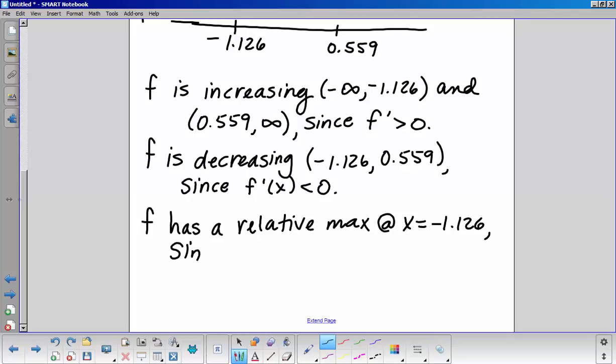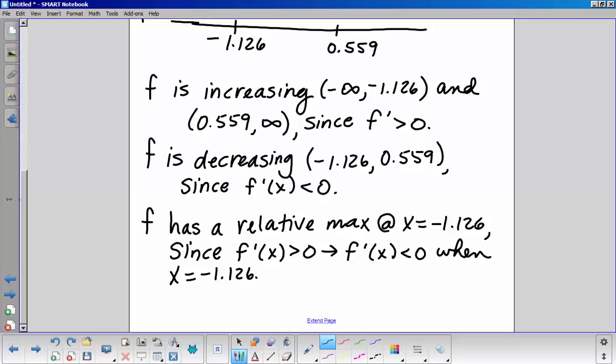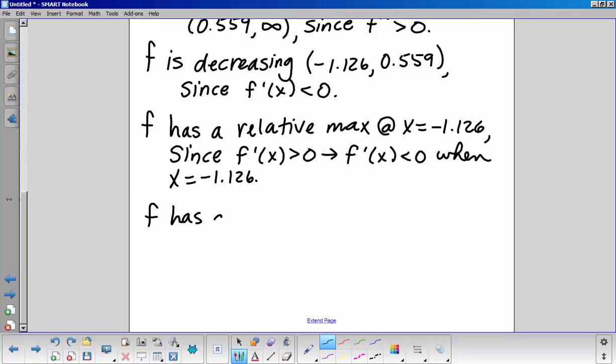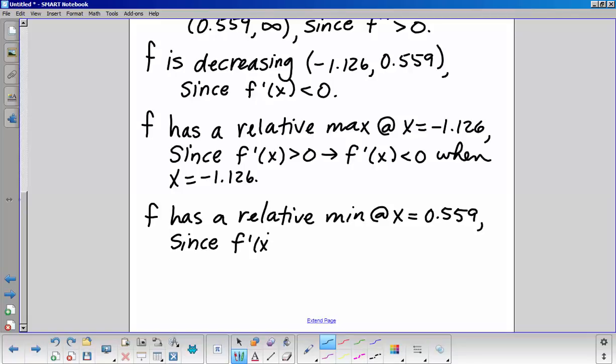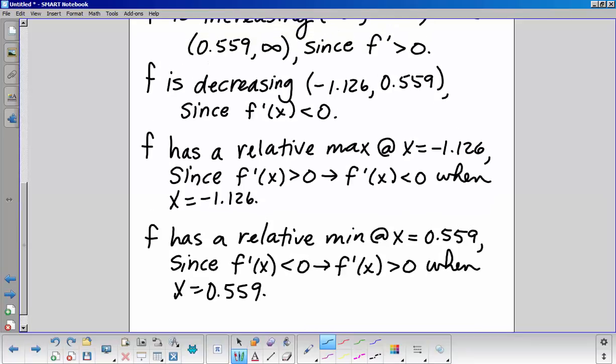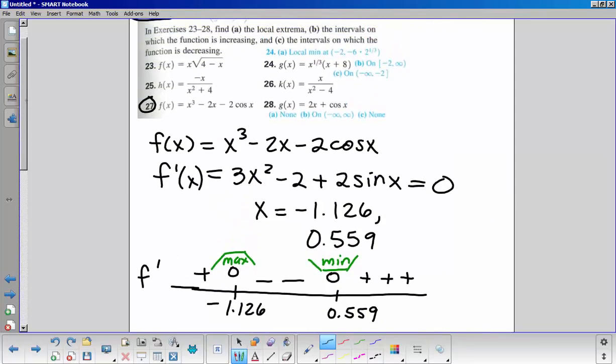Since, how did we know? F prime of x goes from greater than 0 to less than 0 when x equals -1.126. F has a relative min at x equals 0.559, since f prime of x goes from less than 0 to greater than 0 when x equals 0.559. Okay, and we got increasing, decreasing, and the extrema.